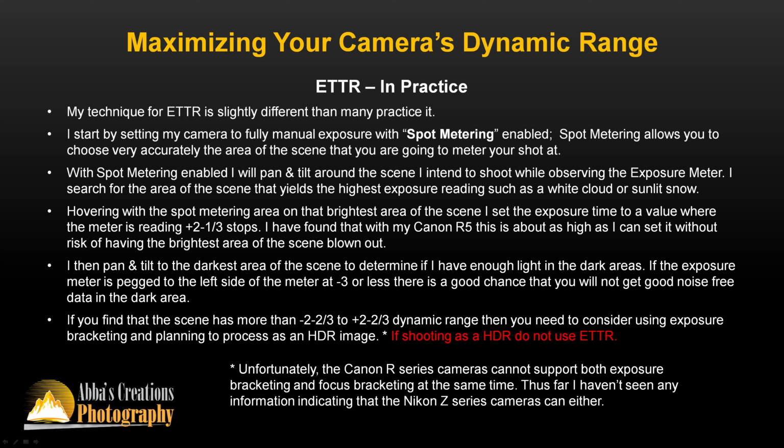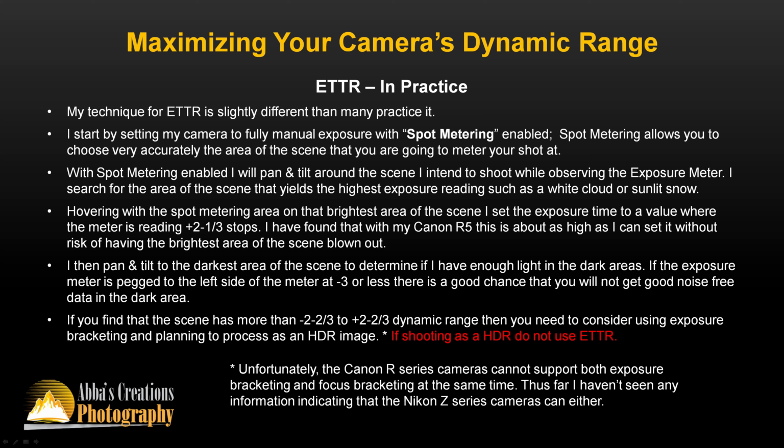Hovering the spot metering area on the brightest area of the scene, I set the exposure time to a value where the meter is reading plus 2 1/3 stops. I have found that with my Canon R5, this is about as high as I can set it without some risk of having the brightest area of a scene being blown out.